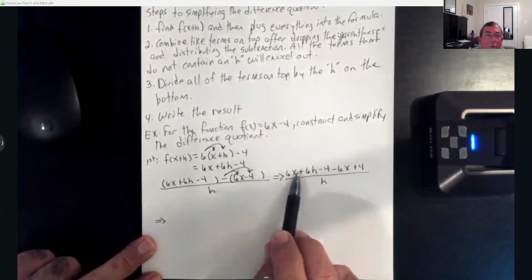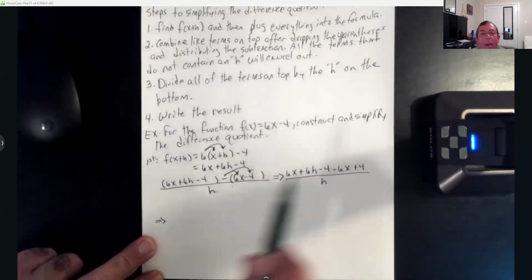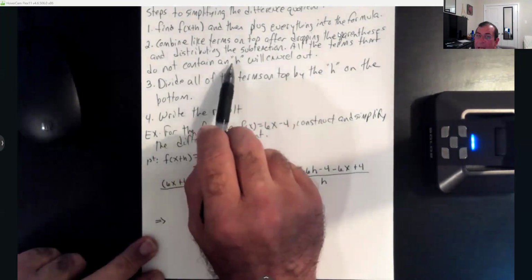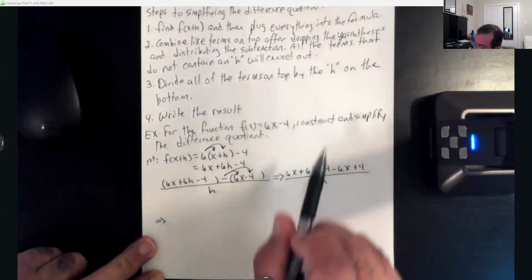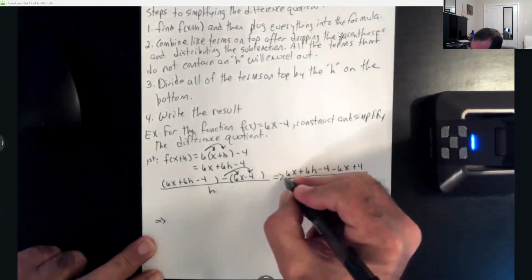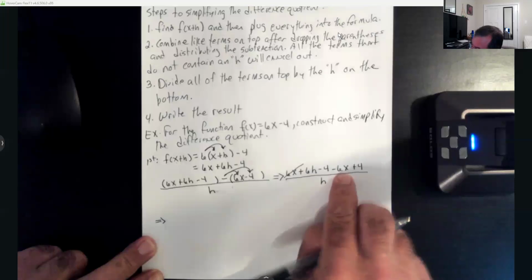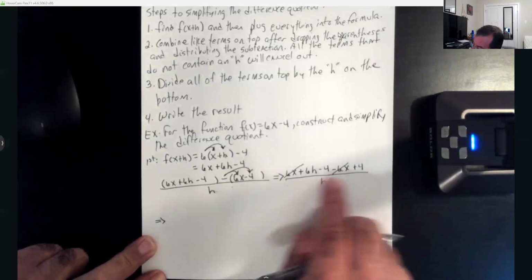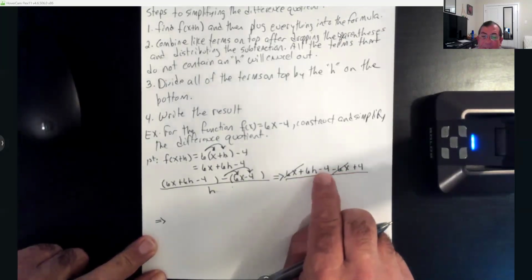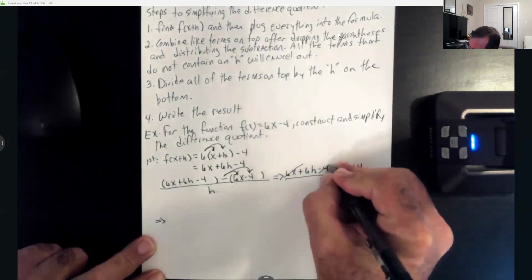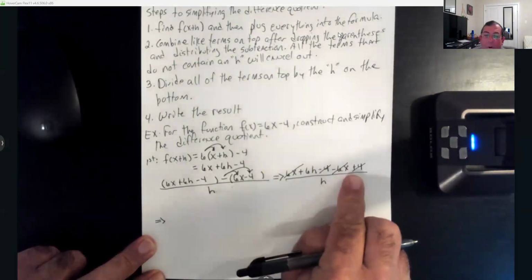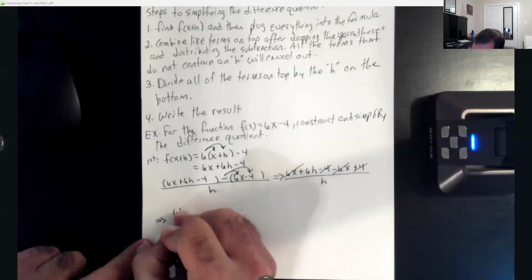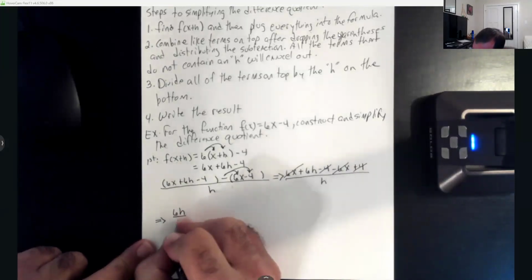All right, so now we're going to combine the like terms on top. But remember, we said all terms that do not contain an h will cancel out. Well, y'all see this 6x? It doesn't have an h, and that 6x cancels with this negative 6x. Now this one's got an h, so there's nothing to cancel it, but this negative 4 doesn't have an h, and that negative 4 cancels with that positive 4. So the only thing left on top is a 6h over the h on the bottom.